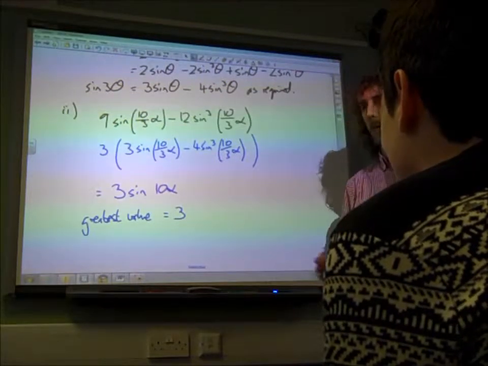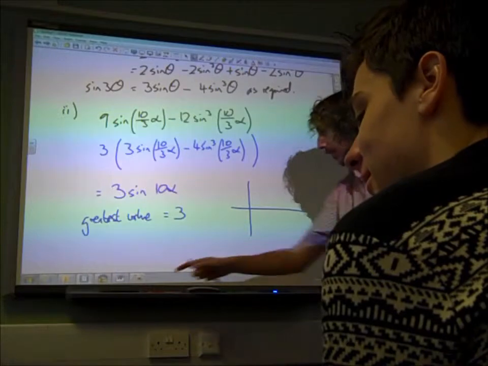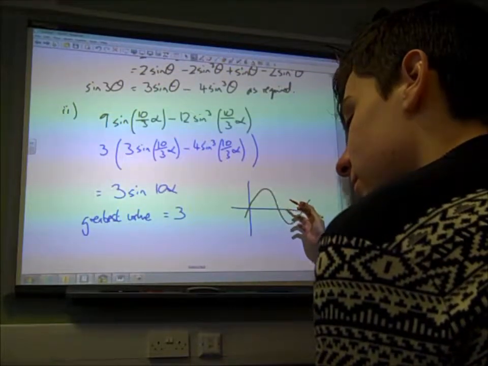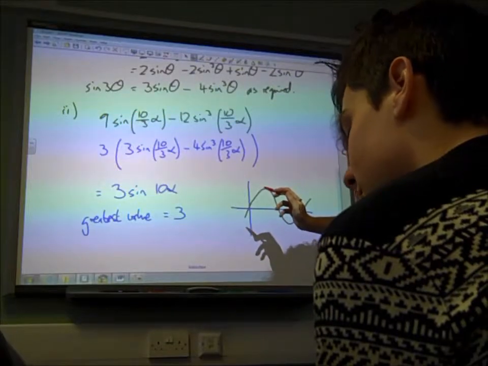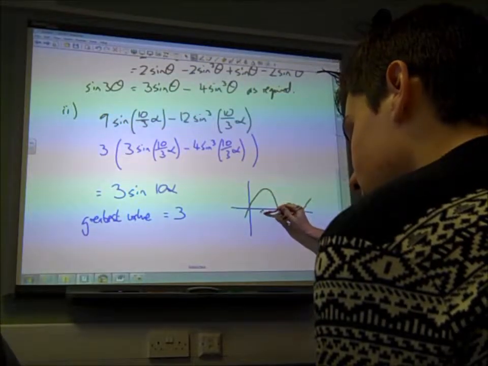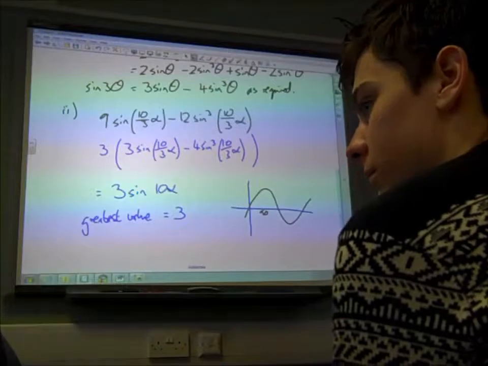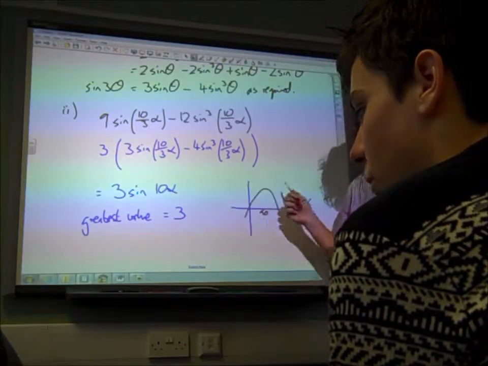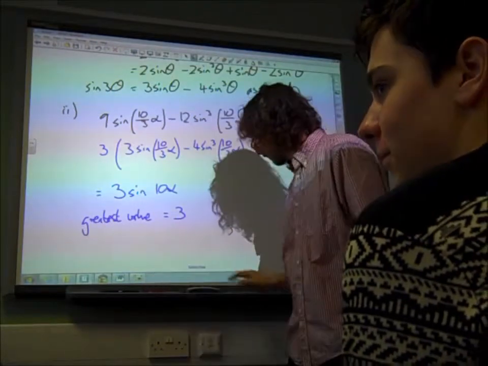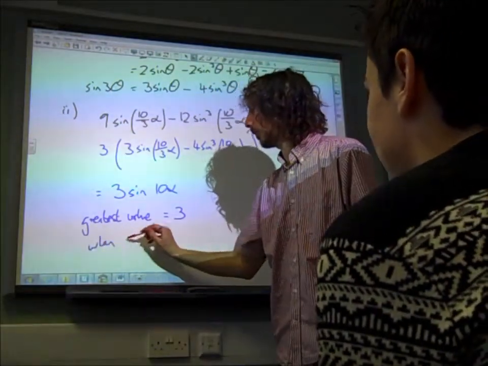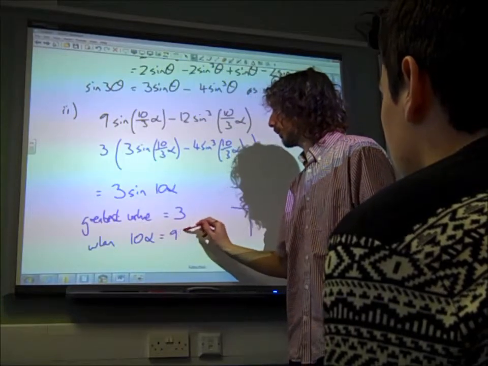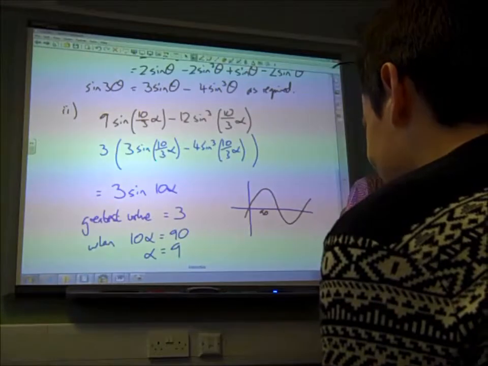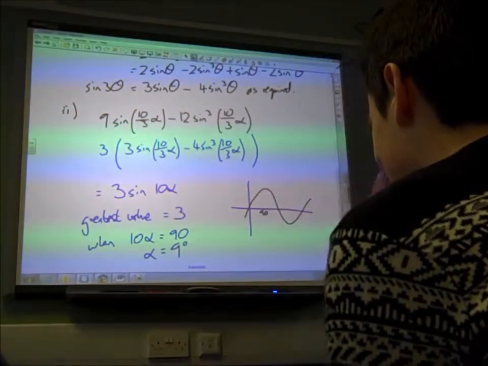Well, that would occur if we think about our sine graph. The sine graph is doing this, isn't it? And the first value occurs in degrees at 90 degrees. So that biggest value occurs when 10 alpha is equal to 90 degrees, which means that alpha equals 9 degrees, and that would be our right answer there.